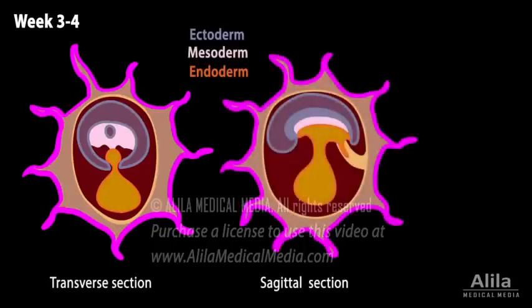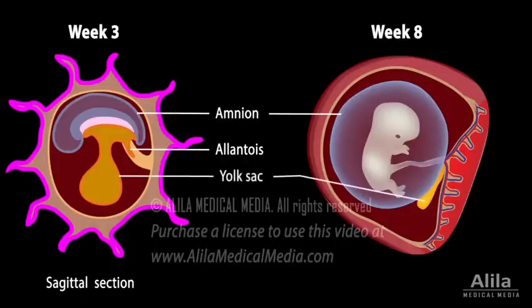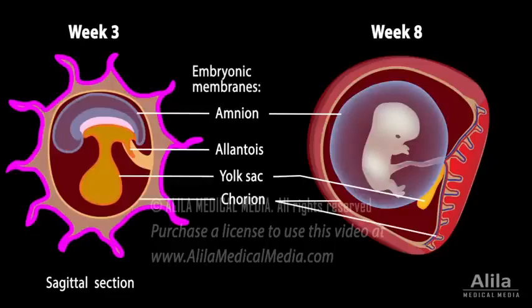The yolk sac gives rise to the allantois, a primitive urinary bladder and part of the umbilical cord. The amnion grows to surround the embryo by week 4. It is filled with amniotic fluid, which protects the embryo from trauma and temperature fluctuations. The fluid also allows the fetus to move freely and prevent adhesion of body parts. The yolk sac, amnion, allantois, and chorion are the 4 embryonic membranes.